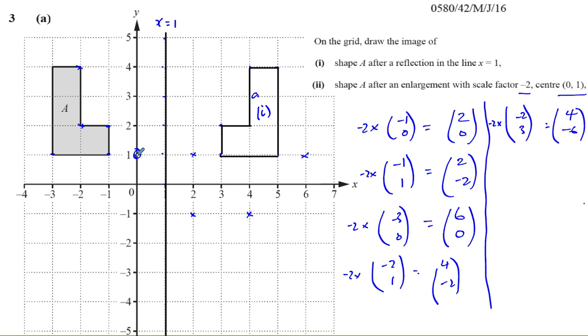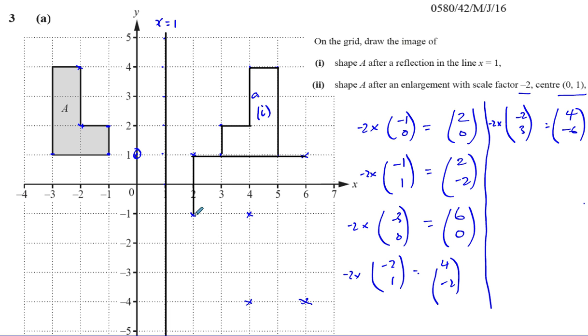So from the center of enlargement, I'm going to go 4 spaces to the right. It's 1, 2, 3, 4, and 6 spaces down. It's 2, 4, and 6. So obviously the next point is going to be here. Okay, that's going to be the last point. And now I can draw my image. It's going to look like this.